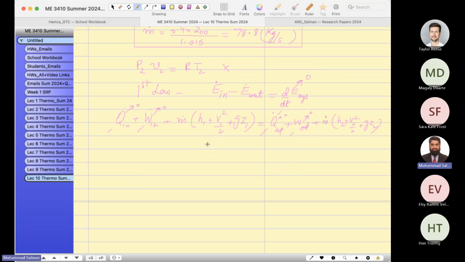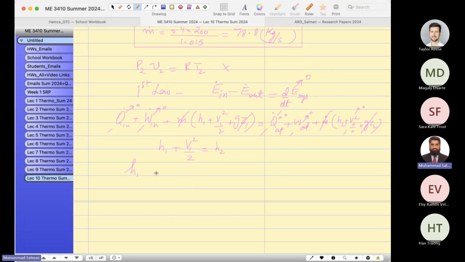We do have initial velocity, which is 200, correct? H1 can be found. So let me write down. This term is 0. This is on the same height, so it's just neglected on both sides. So m dot is also cancelled. So you're left with the final version of the first law, which equals H2.